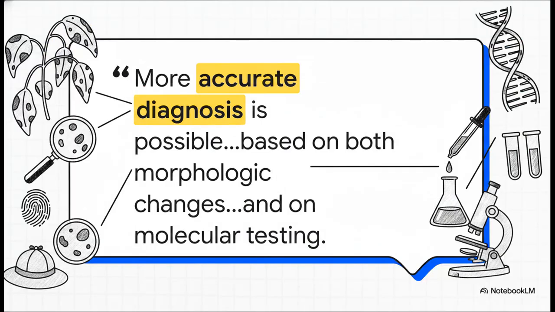And this quote from a textbook on the subject just says it all. The absolute best, most accurate diagnosis you can get comes from combining two things: looking at the morphologic changes, which is just the sciencey term for the visual symptoms we just looked at, and molecular testing, which is the DNA work they do in the lab. You need both. You need the evidence from the crime scene and the analysis from the lab.